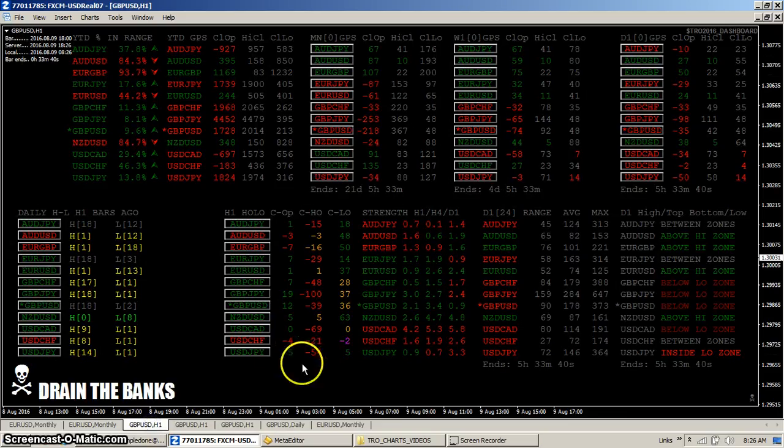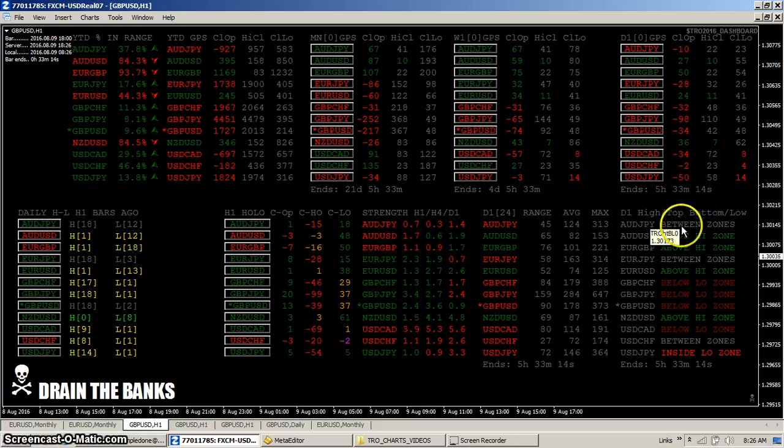Let's move on. Okay, I bring up my dashboard, and what I want to look for over on the daily GPS is, is there anything that could possibly break out? And you can see here that the New Zealand dollar is moving down now. It's 7 pips below the highest close.